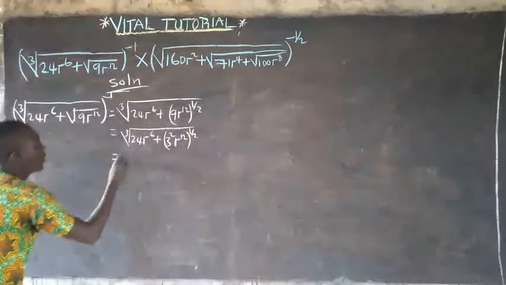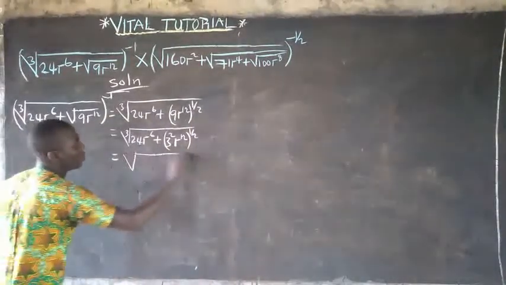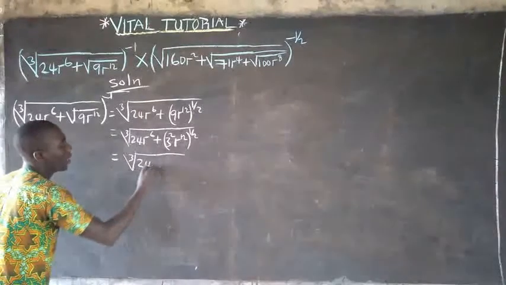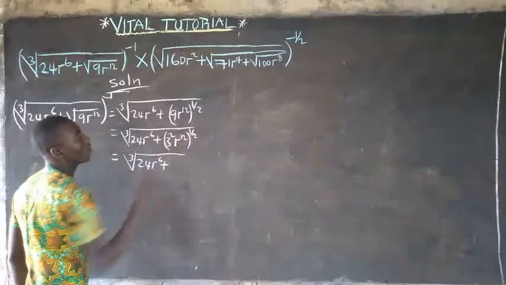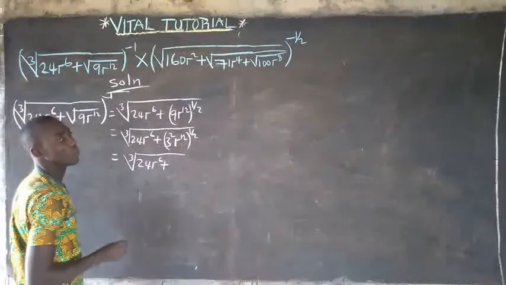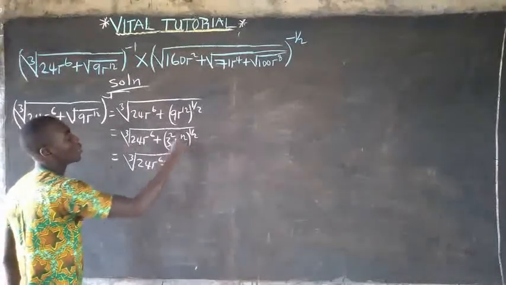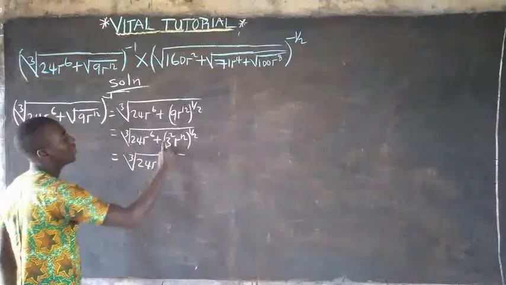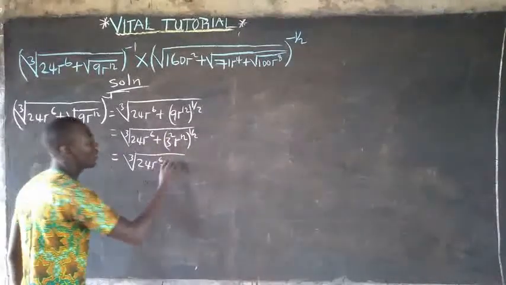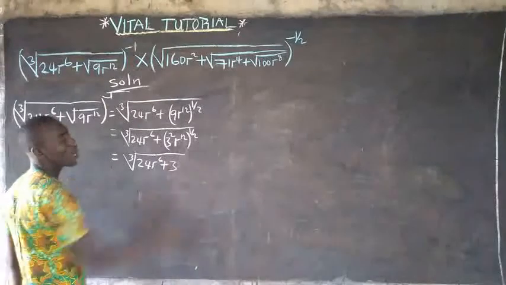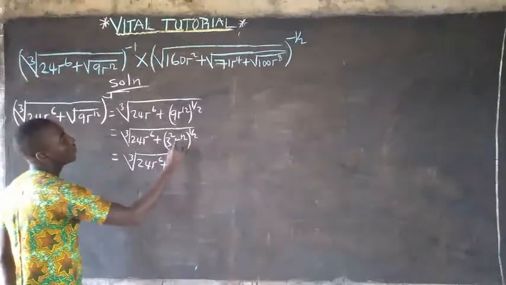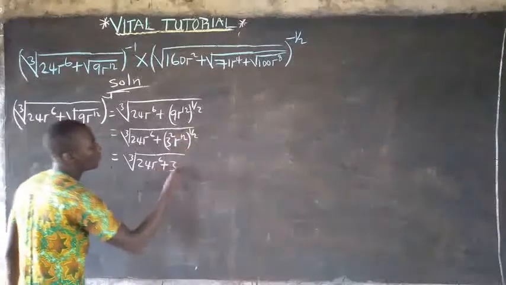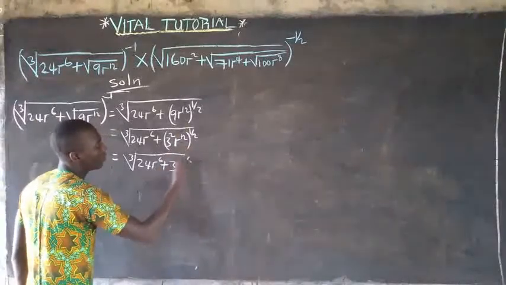So this is the cube root of 24r raised to the power of 6 plus, 2 times 1 all over 2 is 1. Then 3 raised to the power of 1 is 3. 12 times 1 all over 2 is 6. So r raised to the power of 6.